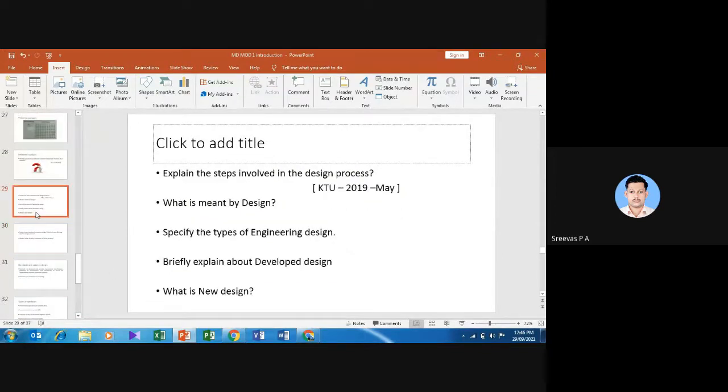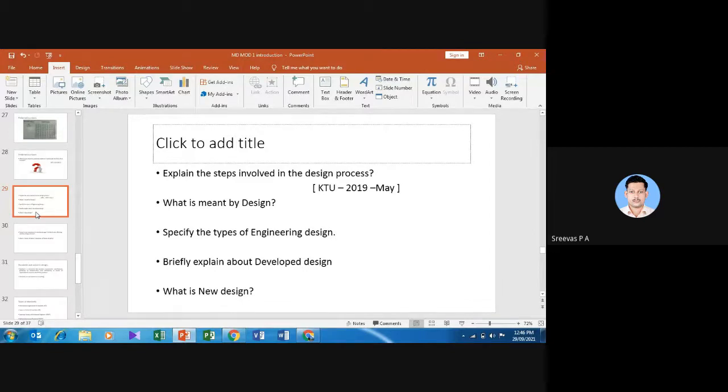Okay. These are some of the questions I have taken from the last page of your textbook, Jalaluddin. What is meant by design? That we have discussed in the previous class. What do you mean by design? What are the types of design? 3 design classifications. All those things you have to mention when this kind of question arises.